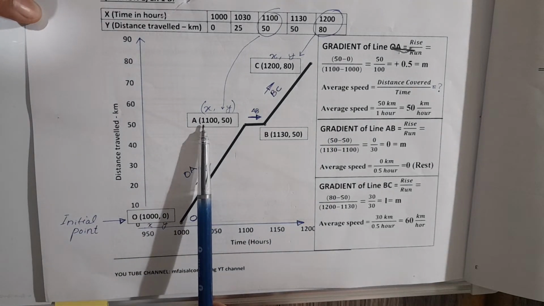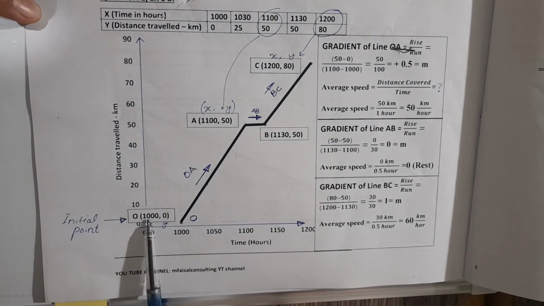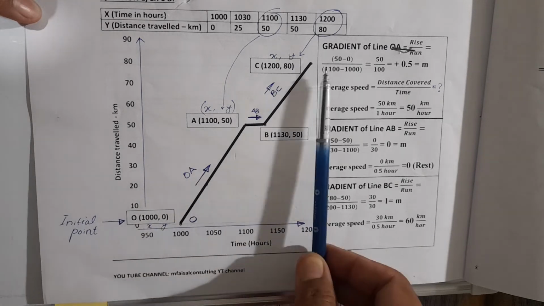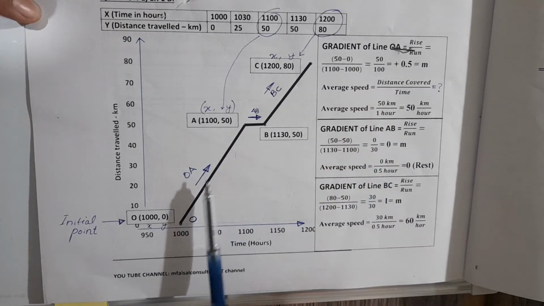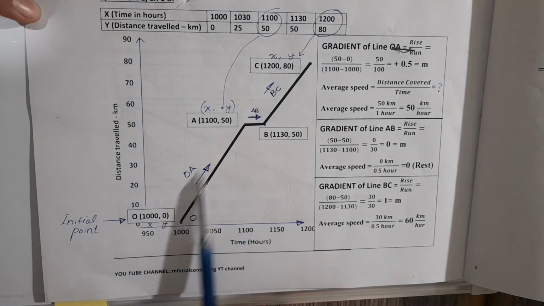Final position of x-axis is 1100 minus initial position of x-axis 1000. 1100 minus 1000, that is 100. 50 divided by 100 is 0.5. So this gradient is 0.5 meters.